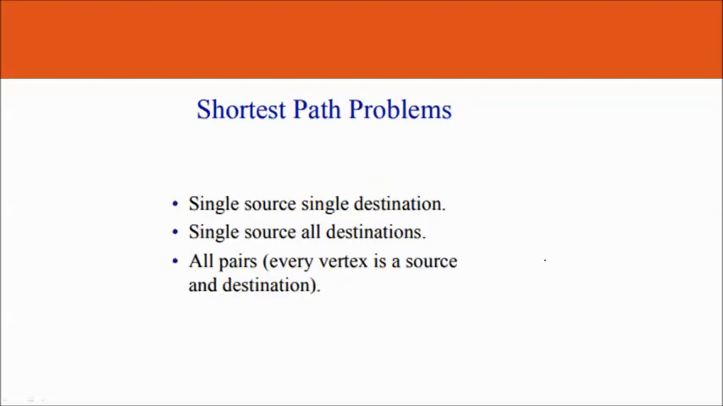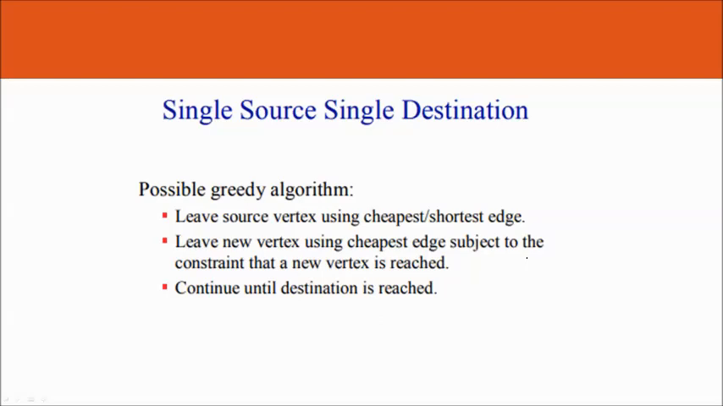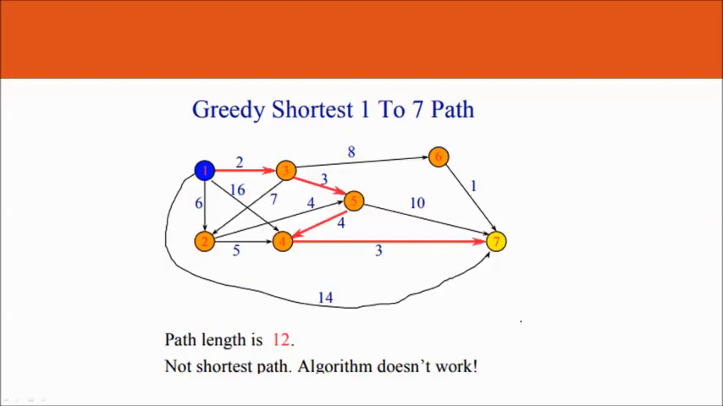Okay, next, shortest path problems. There are single source, single destination, single source, all destinations, and all pairs, where every vertex is a source and destination. So, single source, single destination. A possible greedy algorithm: leave the source vertex using the cheapest or shortest edge. Leave each new vertex using the cheapest edge, subject to the constraint that a new vertex is reached. Continue until the destination is reached.